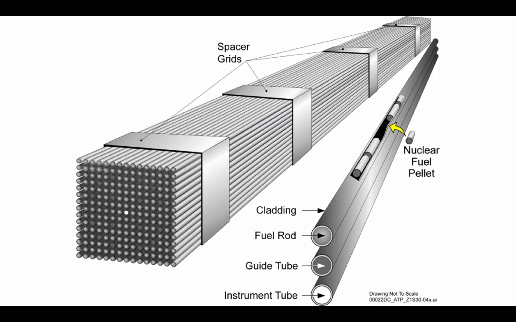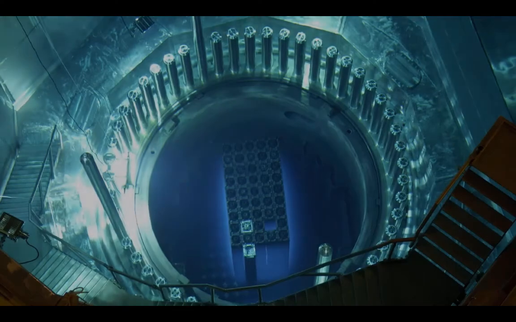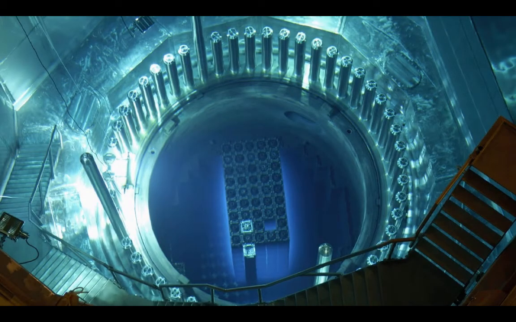Between 100 and 300 fuel rods are assembled into a square and are considered to be the fuel assembly. Between 150 and 250 fuel assemblies are placed in the reactor pool. The fuel assemblies then heat the water to create electricity. Fuel assemblies are replaced every 18 to 24 months.